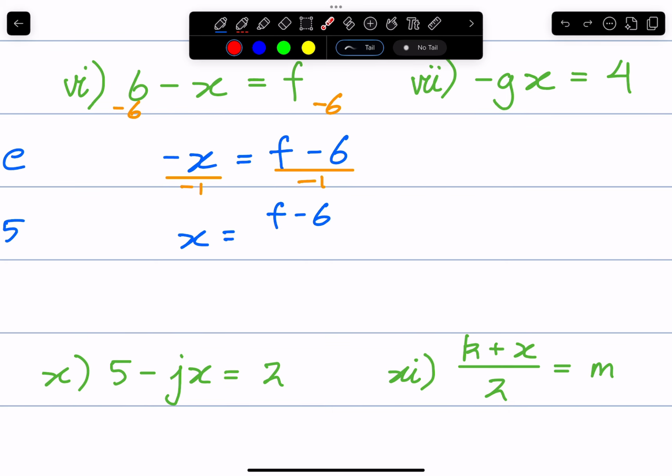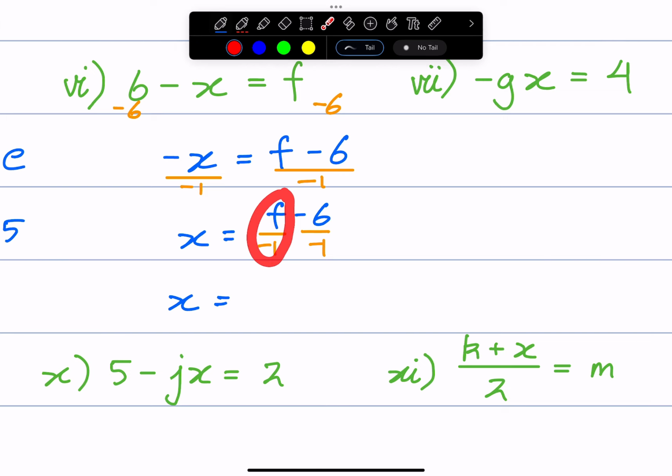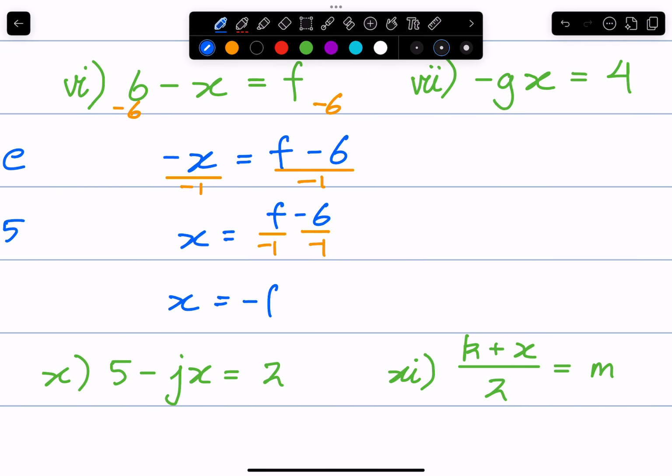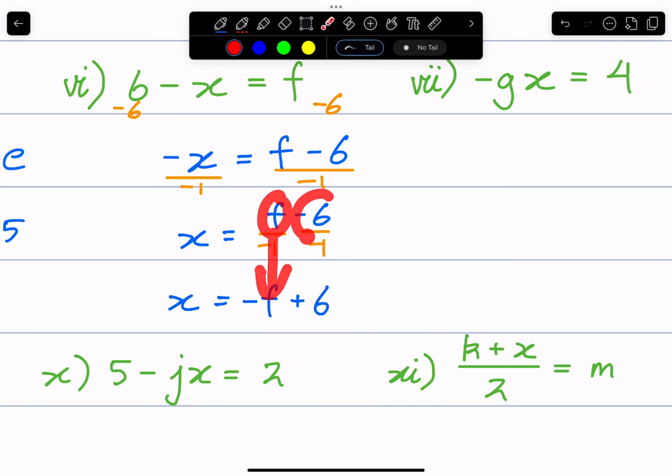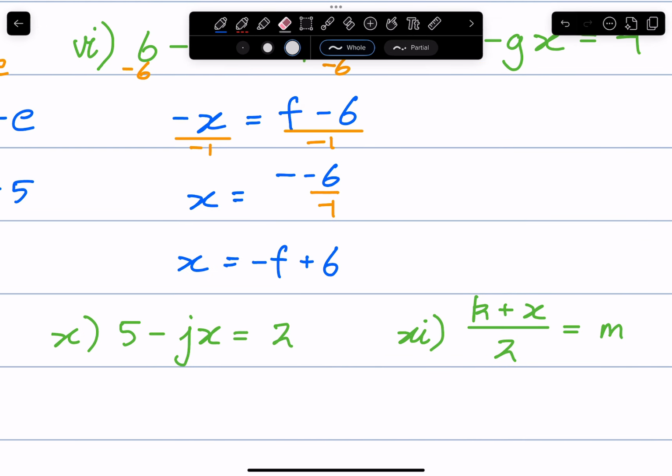What's actually happening when we divide everything by negative 1, you can actually divide each term by negative 1, like so. So this is going to be f divided by negative 1, which becomes negative f. Negative 6 divided by negative 1 becomes positive 6. So notice how the sign of this flips and the sign of the negative 6 becomes positive. So we should actually write this as 6 minus f.